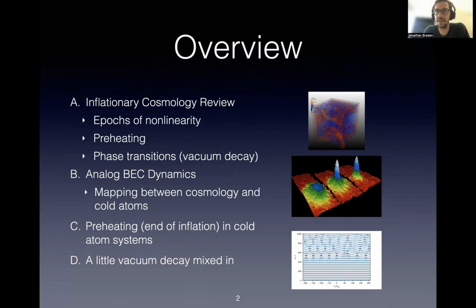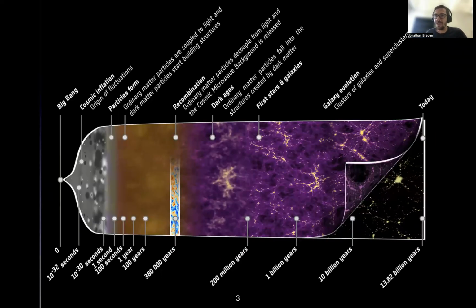Then once I've gone through that, I'll give a brief overview of how we can use Bose-Einstein condensates as analog systems for cosmology, and specifically how there's a mapping between the equations that we think govern the early universe and the equations that govern the Bose-Einstein condensates. And then I'll give some specific examples of how we can set up a laboratory BEC system to mimic a lot of the properties of preheating or of inflation dynamics. And I'll give a little bit of an overview of how we can also study vacuum decay with BEC systems as well.